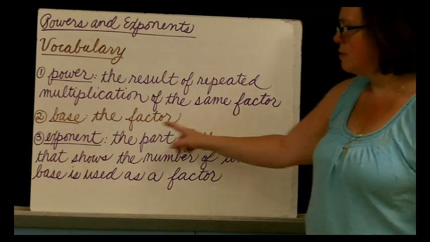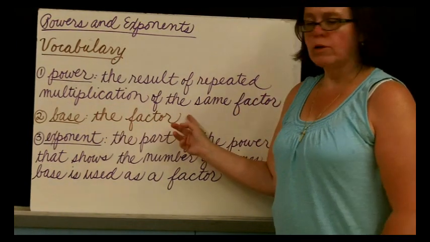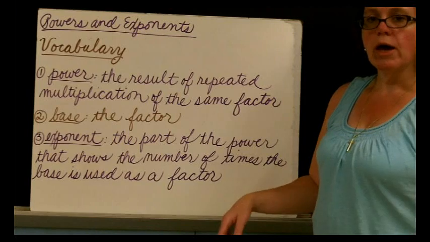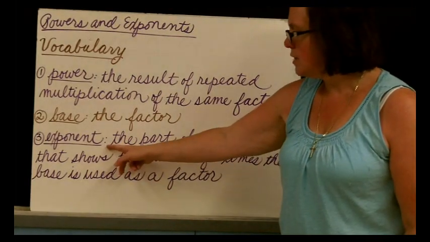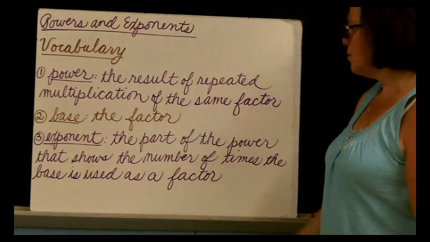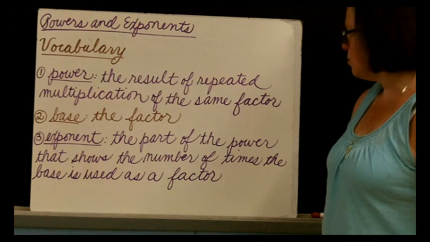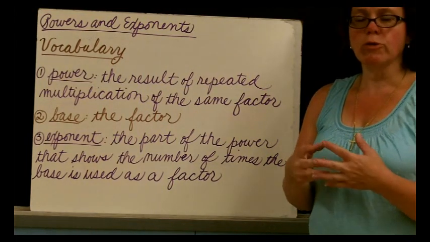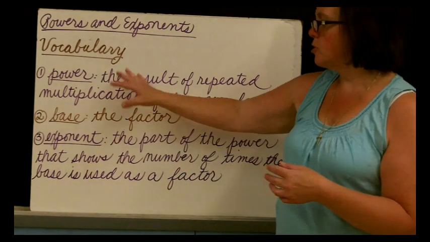Our second one is base. The definition of base is the factor. And our third word for this lesson is exponent. And the exponent is the part of the power that shows the number of times that the base is used as a factor. So in other words, there are two parts to a power.